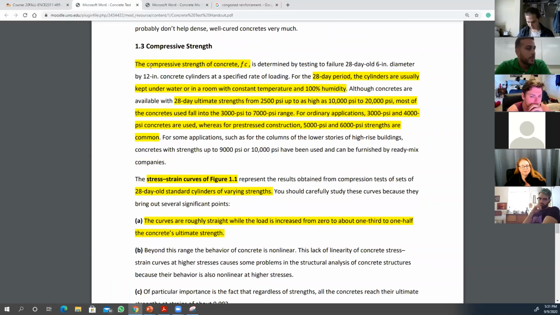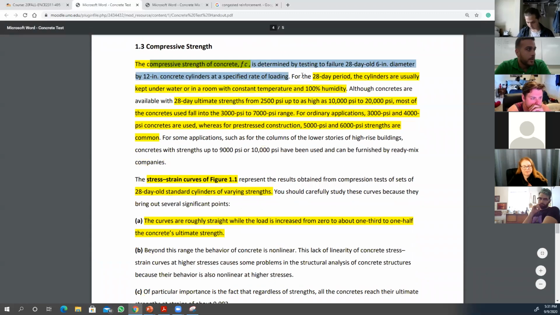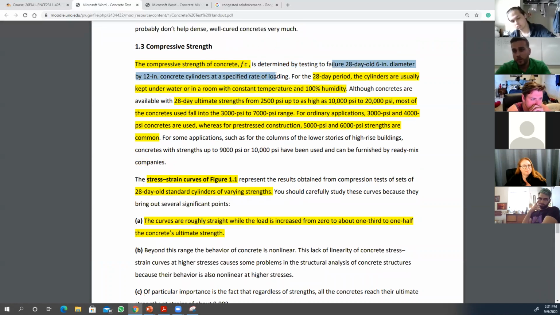It tells you what the compressive strength is. I already explained. It is determined by testing to failure 28-day old 6-inch diameter by 12-inch concrete cylinders at a specified rate of loading. 1,000, 2,000, 3,000, 4,000, we go to failure. For the 28-day period, the cylinders are usually kept underwater or in a room with a constant temperature and 100% humidity. I try to keep it at 100% humidity, but it's not possible all the time.